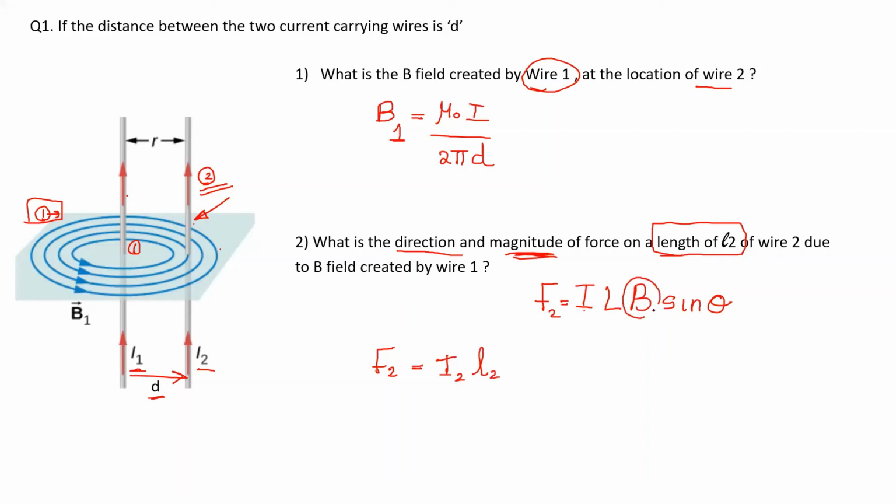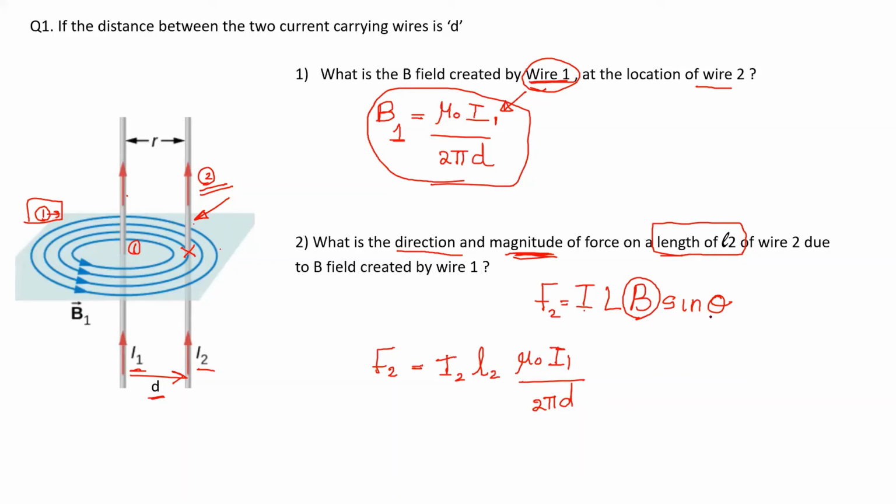The B field at the second wire. So at this location, what is the B field? We just found it, right? This one. It is created by the first wire. Mu naught, sorry, this is I1, I1 divided by 2 pi d. Why I1? Because it was created by the first wire, right?